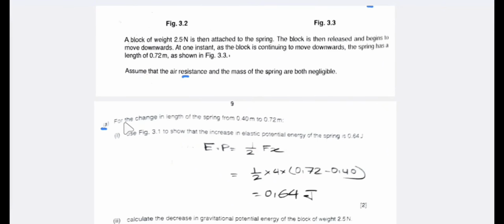Now for part A, for the change in the length of the spring from 0.40 to 0.72, use figure 3.1 to show that the increase in elastic potential energy of the spring is 0.64 joules. So what is elastic potential energy? We know that elastic potential energy is equal to half Fx or half kx squared, where k is the spring constant, x is the extension. Extension is final length minus initial length. So x is the extension and F is the force.